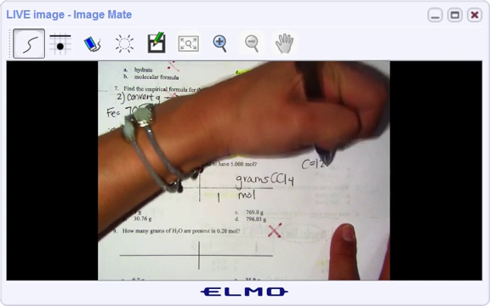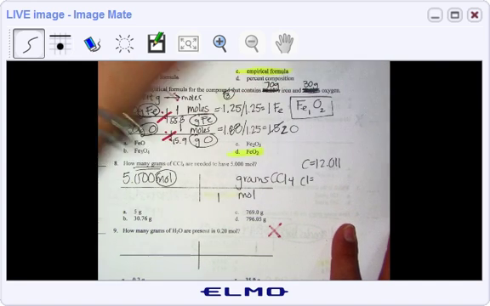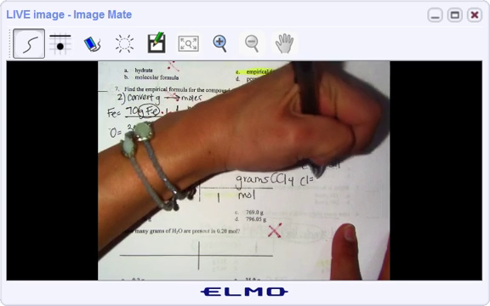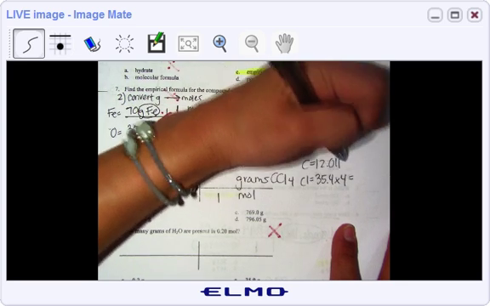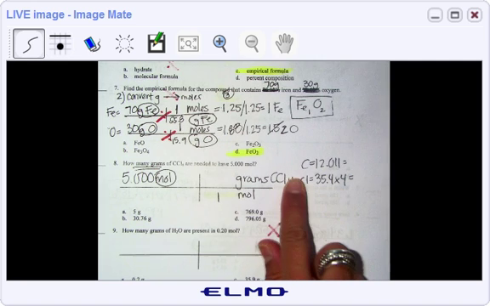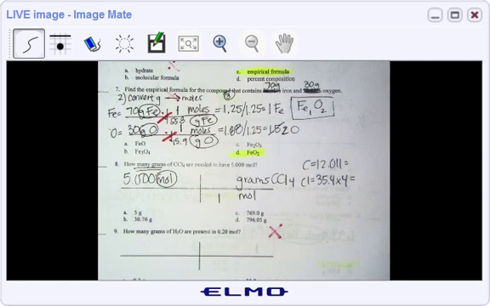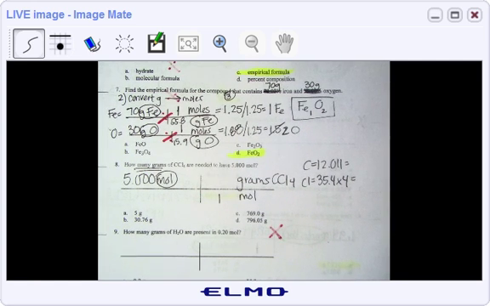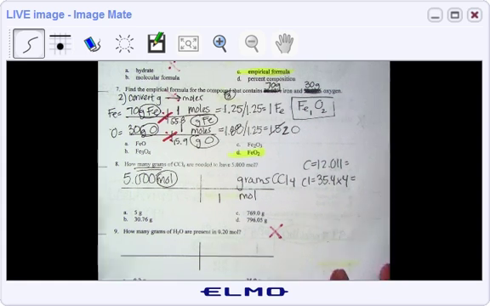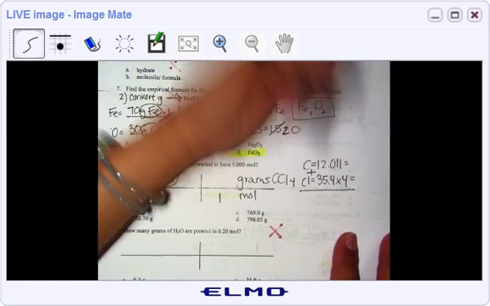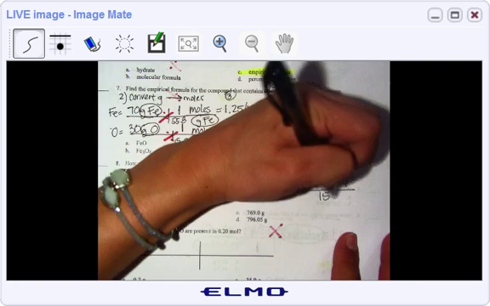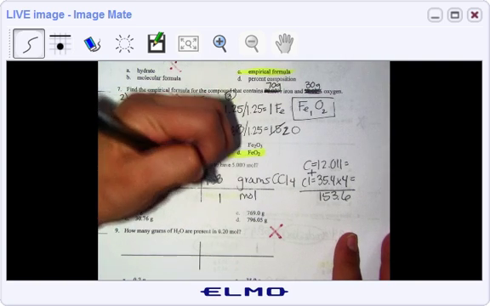Look at the periodic table. You see how I multiplied it by 4? Why? Because there's 4 chlorines. It has a subscript. That means there's 4 of them. You need to account for all 4 of those atoms. When I add these together, I get 153.6, and that is the number that goes here.